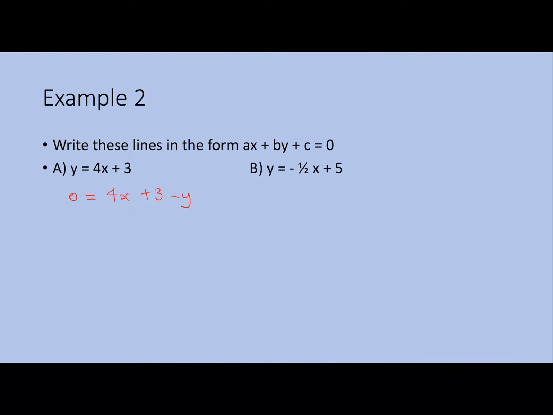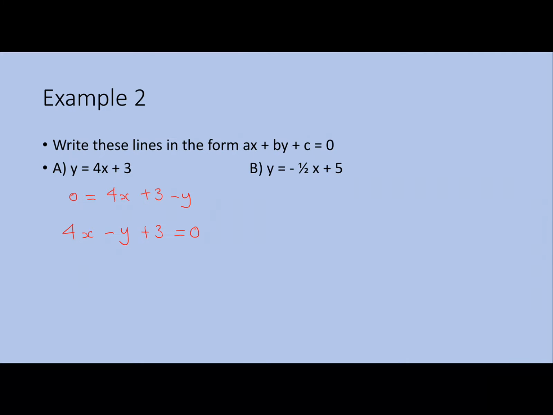And then just rearranging that into the format, so we've got x's first, followed by y's, and then followed by a constant equal to 0. We would give this 4x first, then the y term is a negative y, and then the constant term, the plus 3, equal to 0. There we are, job done. And all of those coefficients are whole numbers.